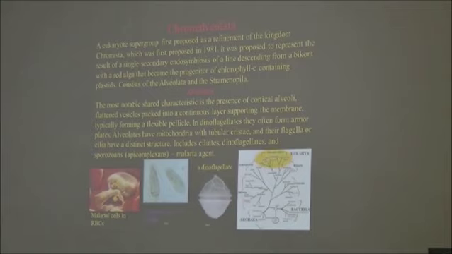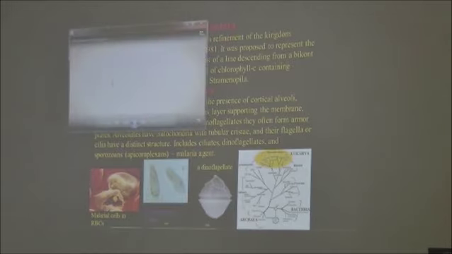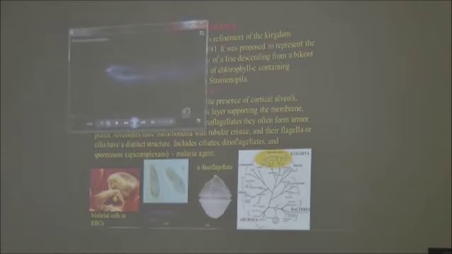And then we have the apicomplexans, malaria, toxoplasma, we have the ciliates, and then another pretty large group, the dinoflagellates. This is a shell, their outer casing of one. They have some interesting qualities. Perhaps you've seen these videos online.